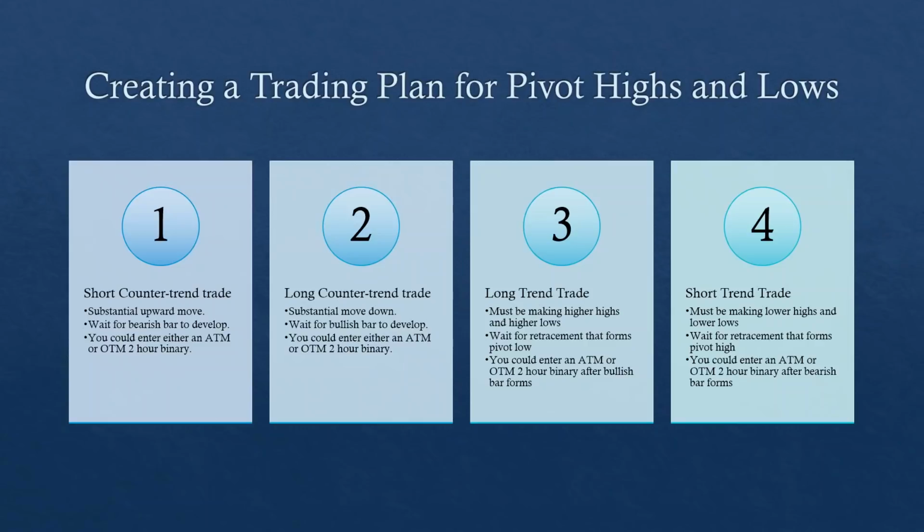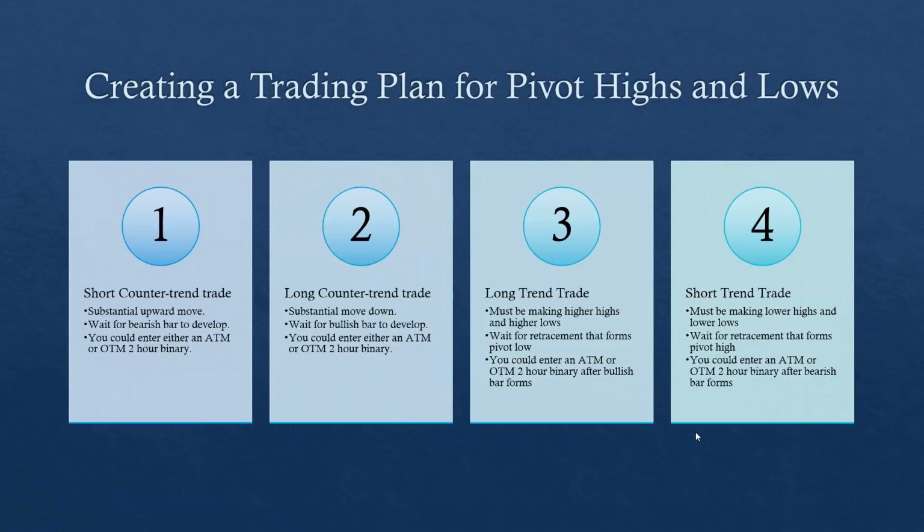Okay, but if you're trend trading, then all you have to do is make sure you're making higher highs and higher lows. You wait for a retracement that forms a pivot low, and then you enter either at the money or an out of the money 2-hour binary after a bullish bar forms. Okay?